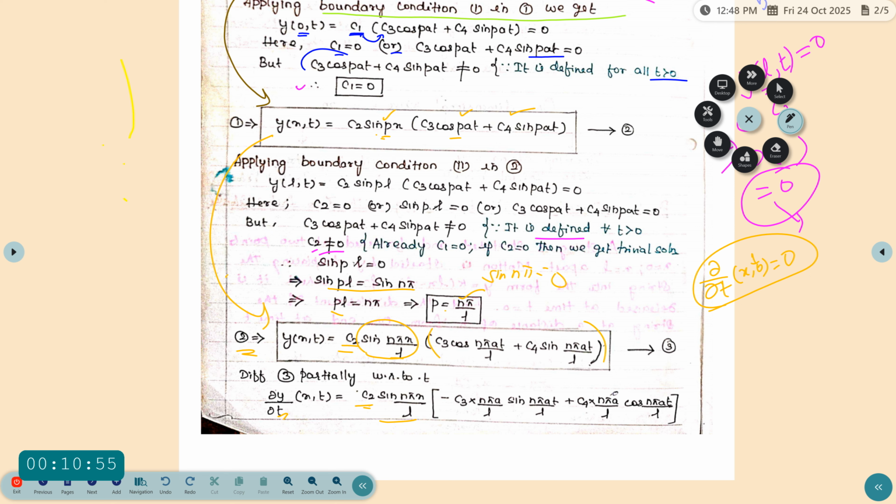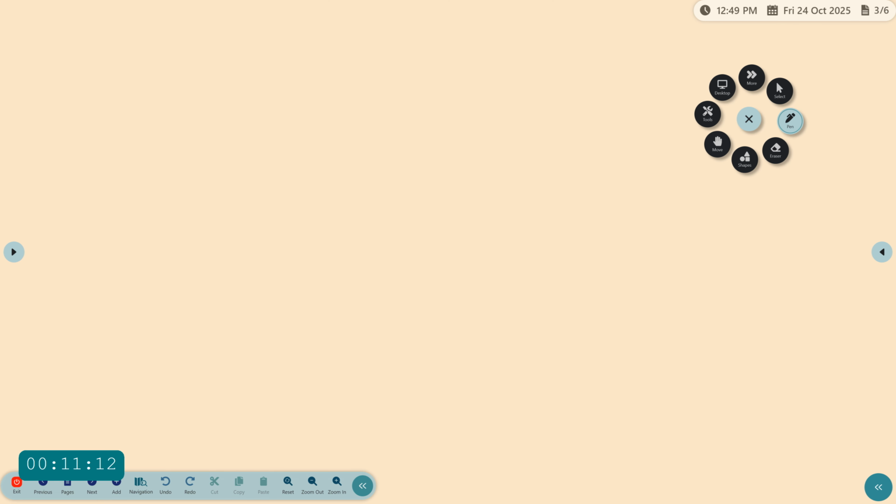The term within the bracket having t: cos differentiation gives minus sin n pi a t by L. Then the derivative coefficient is n pi a by L. Here also C4 is treated as a constant. Sin differentiation gives cos n pi a t by L. Then the coefficient is n pi a by L.